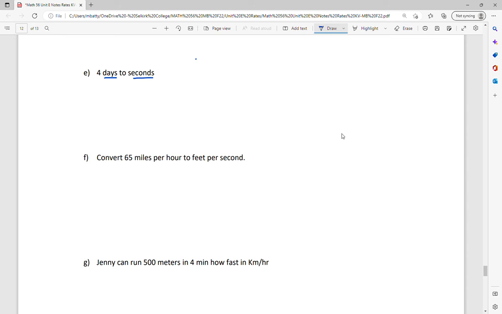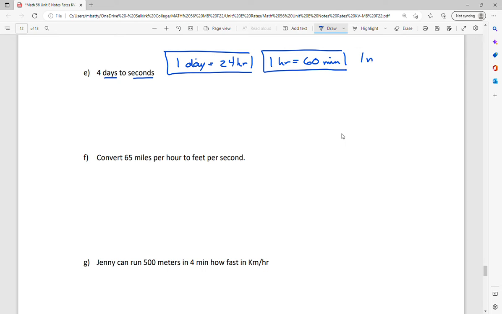I'm sure you could look up how many seconds are in a day, but we can get there with things we just know. We know that one day has 24 hours in it, right? That's a truth. We know that 1 hour has 60 minutes in it. And we know that 1 minute has 60 seconds in it. And so if we use all these conversion factors, we can go from days all the way to seconds.